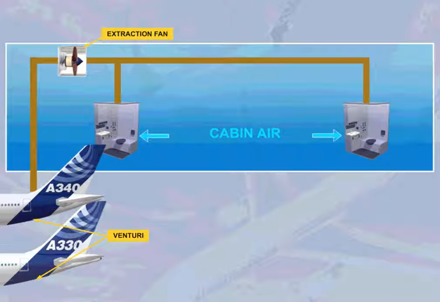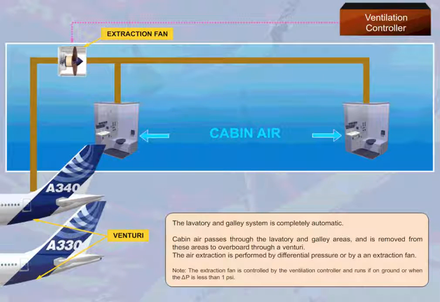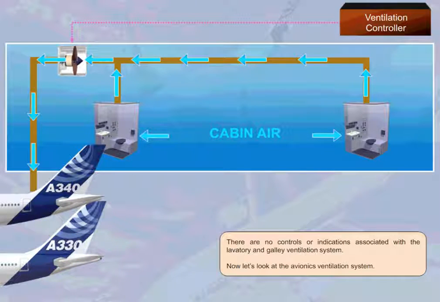Note: the extraction fan is controlled by the ventilation controller and runs if on ground or when the delta P is less than 1 psi. There are no controls or indications associated with the lavatory and galley ventilation system.